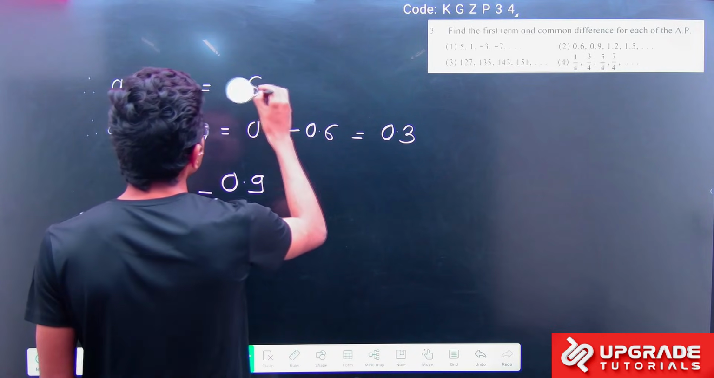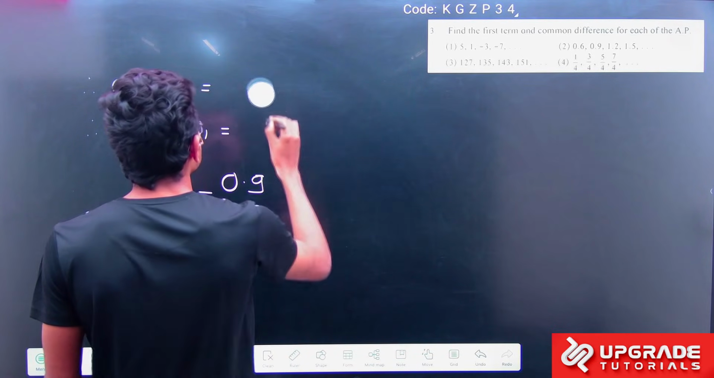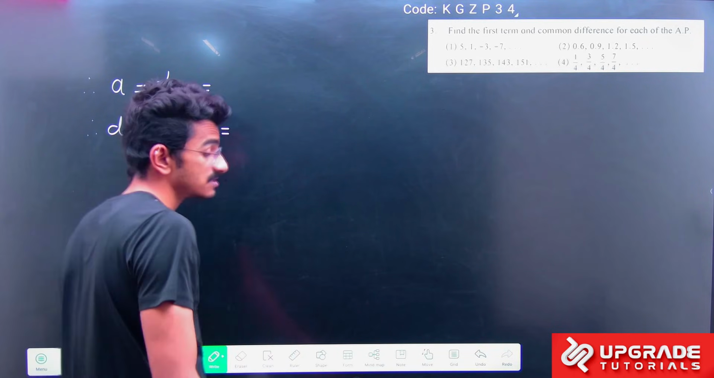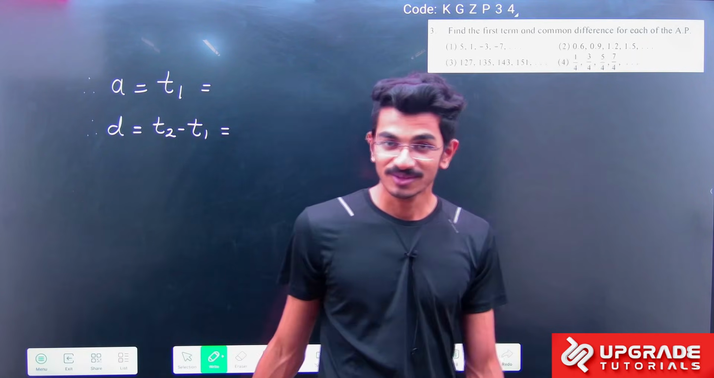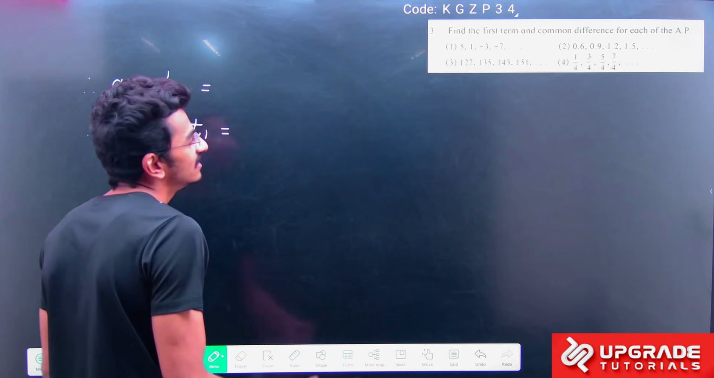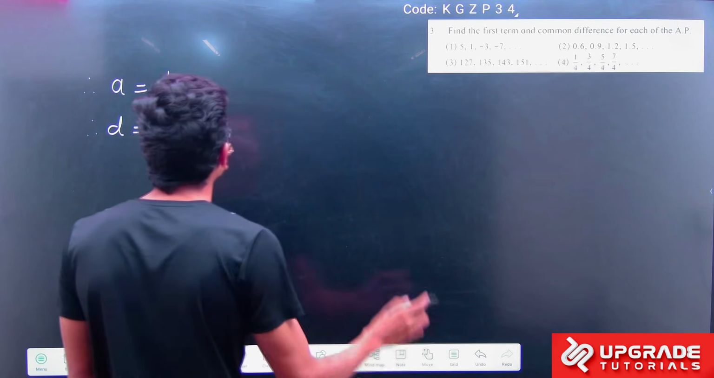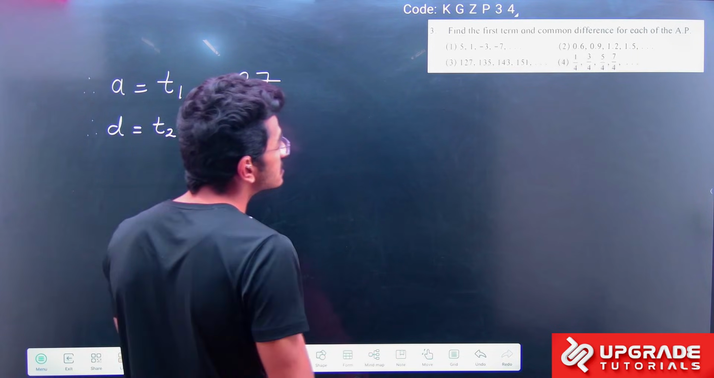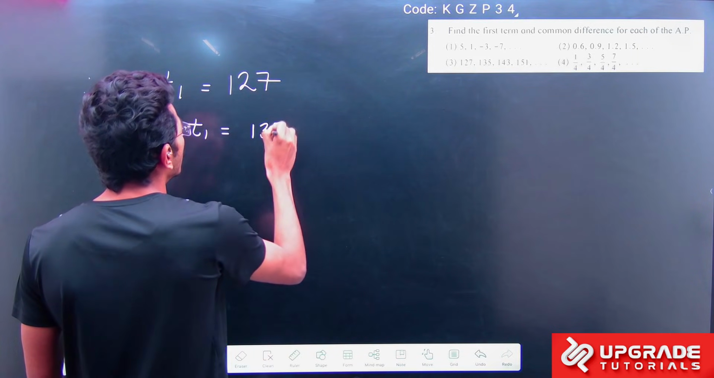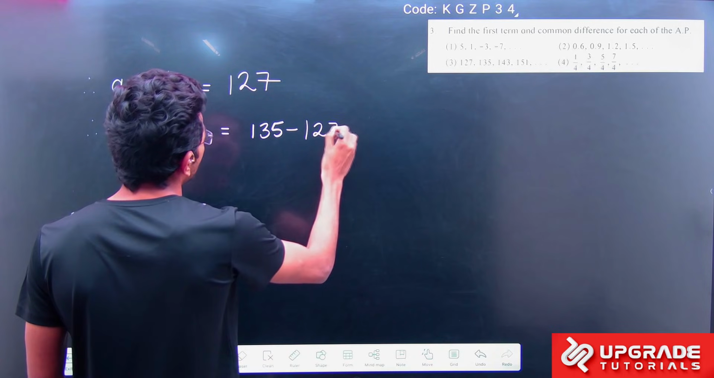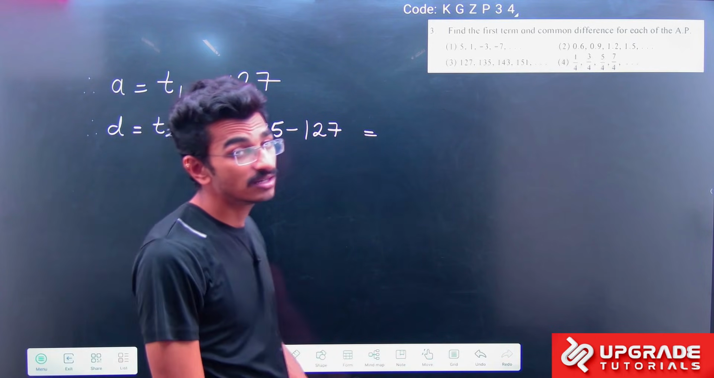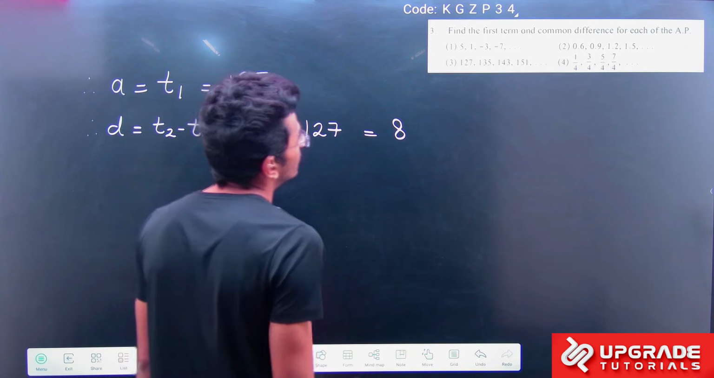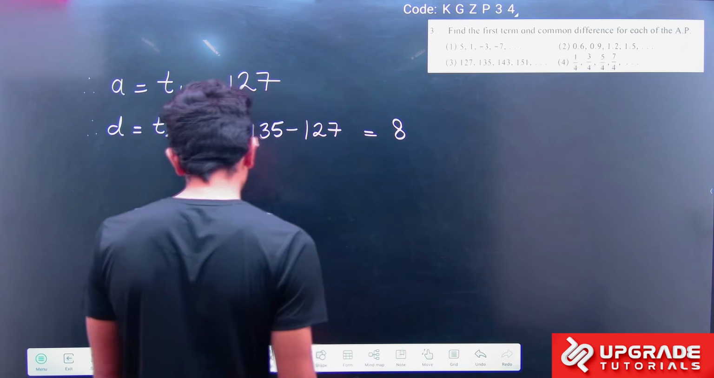Very easy sums. We will get to the complex and harder sums in our upcoming classes. Okay. Next, we'll also do question number 3. First term is very easy, 127. And what is the difference? 135 minus 127. What is the answer? Right, 8.